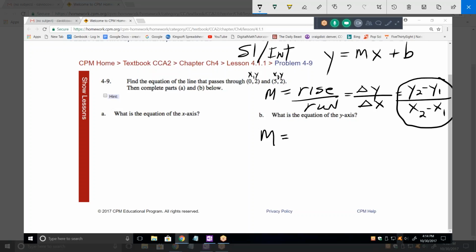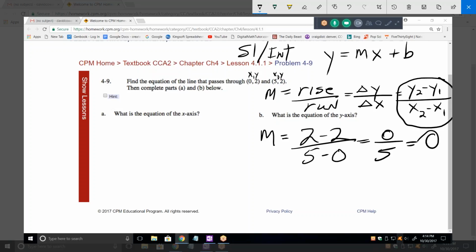Second y-coordinate: 2. What's the first y-coordinate? 2. Divided by the second x-coordinate minus the first x-coordinate. That is a slope of 0.